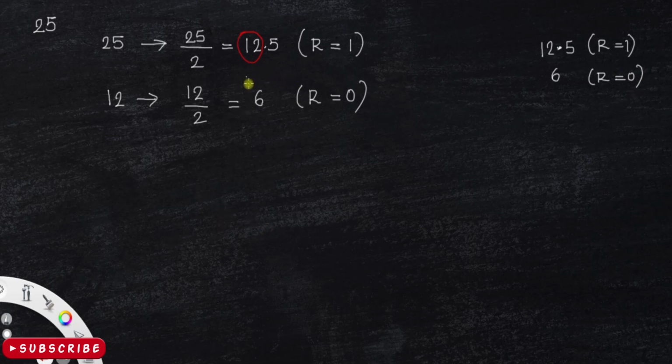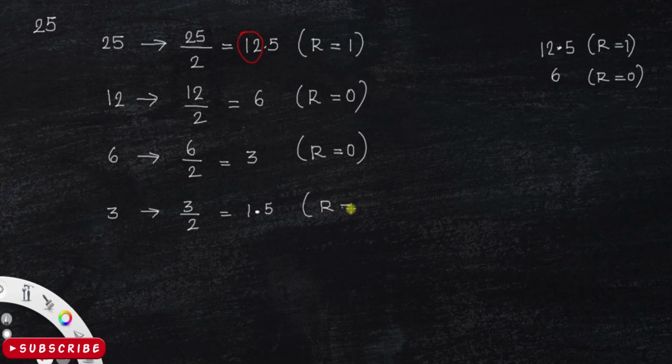Then you proceed like this. Now again you take the 6 here, then again divide it by 2. 6 by 2 is equal to 3. Again there is no decimal point, so you write remainder equal to 0. Now take this 3 and divide it by 2. Here you will get 1.5. Clearly there is a decimal point, so you write remainder equal to 1. Now only take the integral part, that is 1. Then 1 by 2 is equal to 0.5. Again the remainder is 1 since there is a decimal point here.